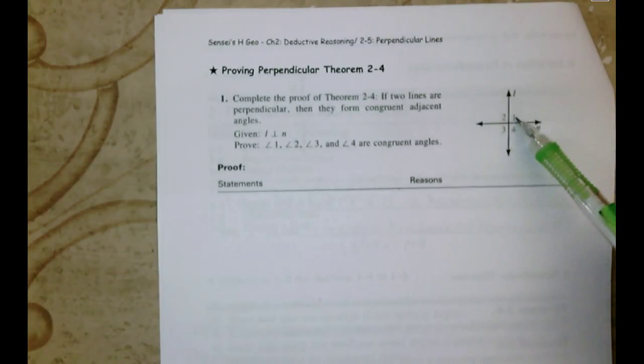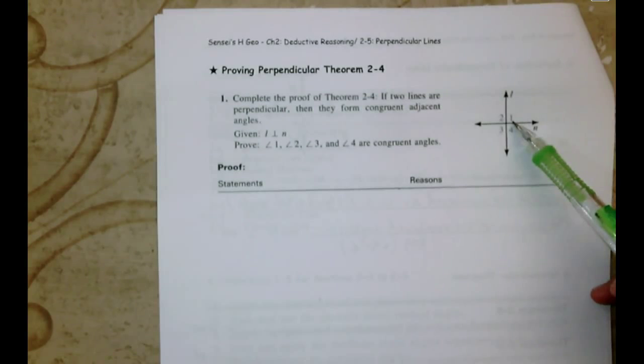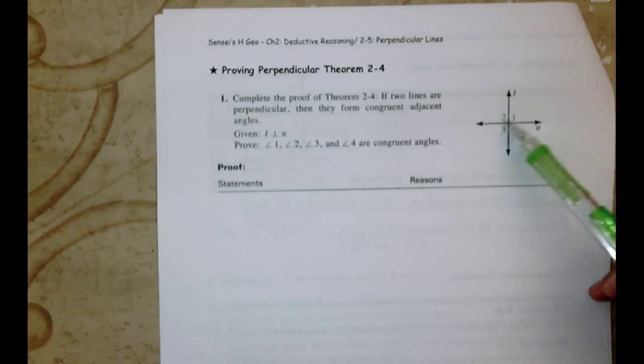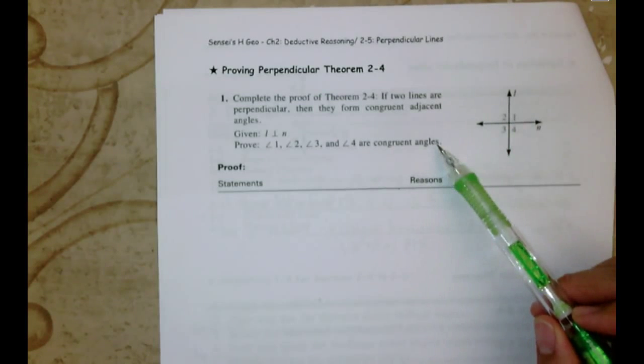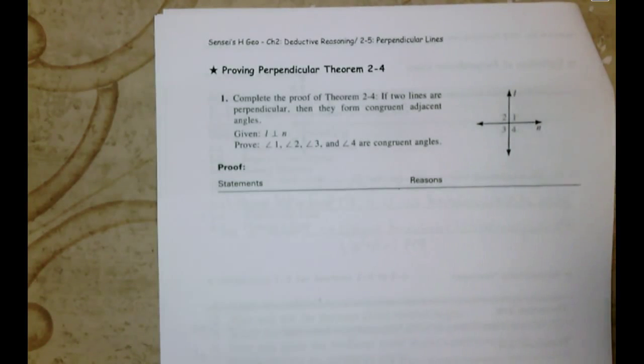Well, you can say that these are adjacent by the diagram, right? That's something that you know from the diagram. You remember those are one of the things that you know from the diagram, adjacent angles. So once you prove that these are congruent, then this is done. So that's the way that you should be thinking. So I want to prove that all 4 angles are congruent. How do I do that?